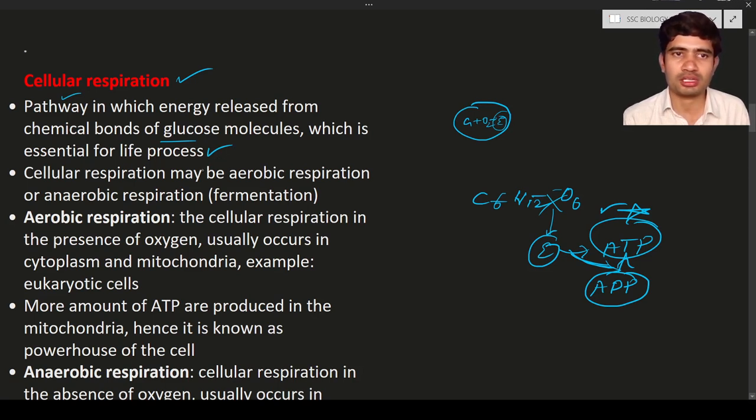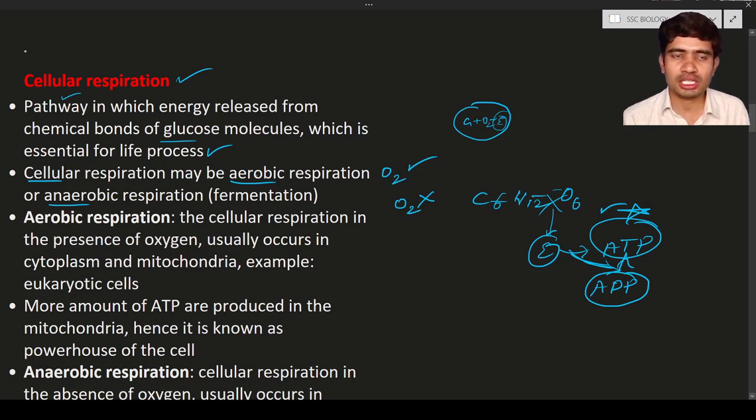This is most important. Okay, next, cellular respiration may be aerobic respiration or anaerobic respiration. What is aerobic respiration? If the organism is using oxygen for cellular respiration, that is known as aerobic. Aerobic means utilization of oxygen. So what is anaerobic? Anaerobic means no utilization of oxygen. So this is the only difference.